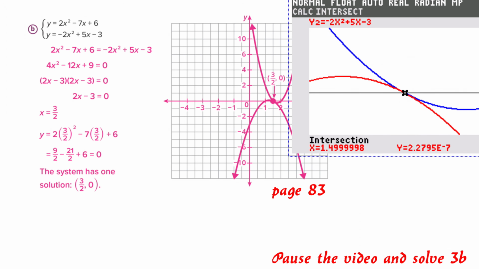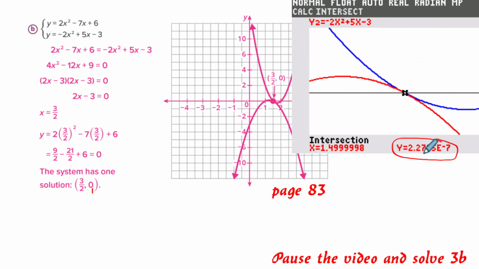So the first thing we need to understand is that this number right here is scientific notation. Notice how it says e to the negative 7. So this means 2.279 times 10 to the negative 7. That really means 0.00000022. It's a really tiny number. And guess what it ends up being? It's actually 0. So there's some round off error in your calculator.